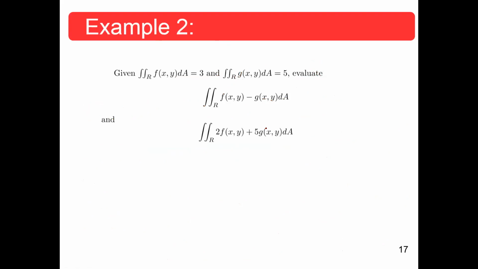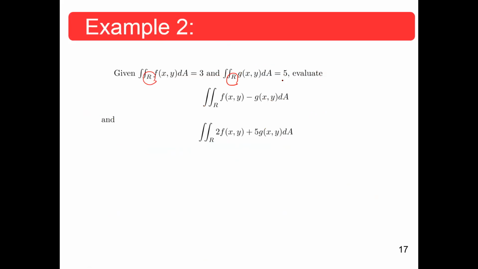All right, the last question should be pretty straightforward for you guys. Here, the double integral of f over region R is 3. The double integral of g over region R is 5. Notice that they are over the same region R. Let's evaluate these two double integrals: the double integral of f minus g over region R, and the double integral of 2f plus 5g over region R.